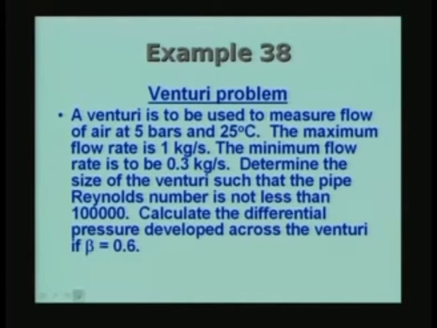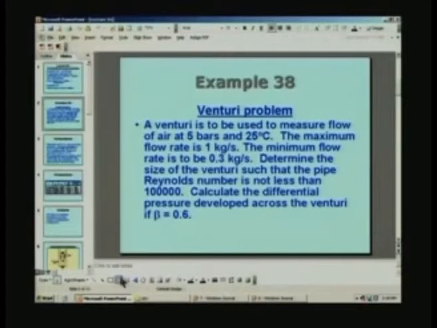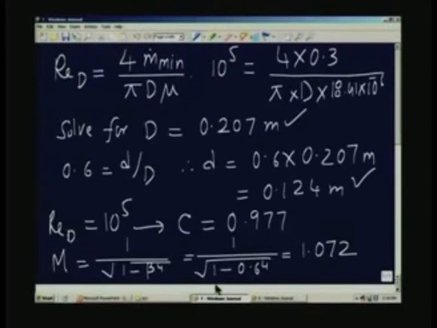So, we will go back to our board on which we had looked at some of the numbers, and I have taken the material from the previous lecture. The Reynolds number based on the diameter is given by the formula 4 times m dot minimum divided by pi d into mu, where mu is the dynamic viscosity of the air at the pressure and temperature which is specified. So, all I have to do is to substitute and solve for d, because the Reynolds number is given as a limiting value of 10 to the power 5.